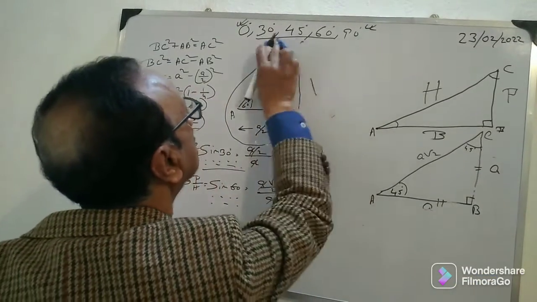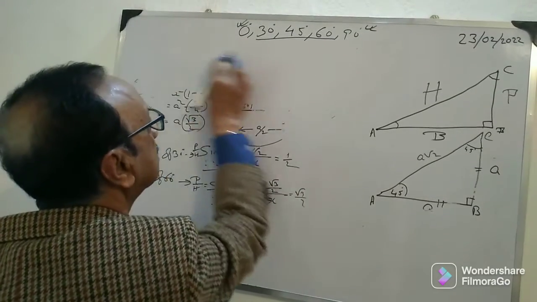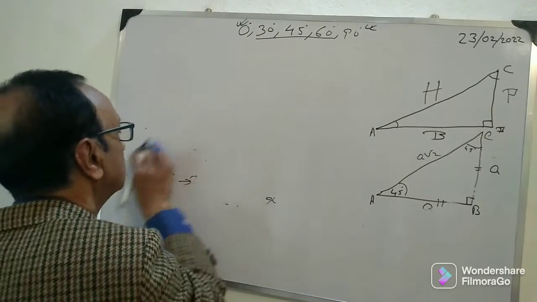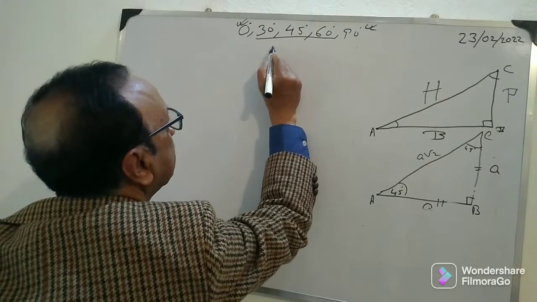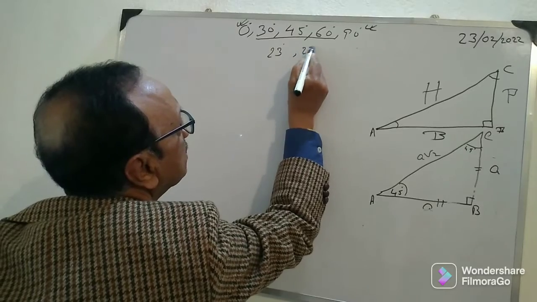Now these values for 0 and 90, added with 30, 45, 60, are given. Now suppose for any other angle, some 23 degree or 27 degree, how will we find it out?